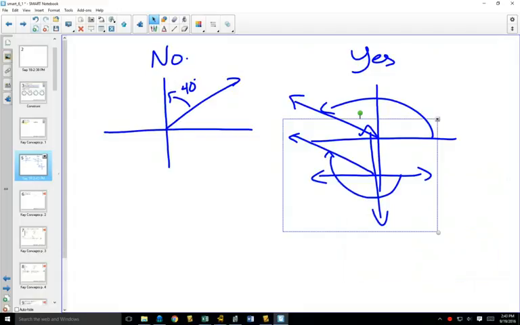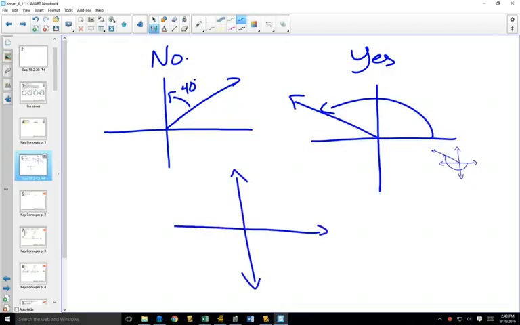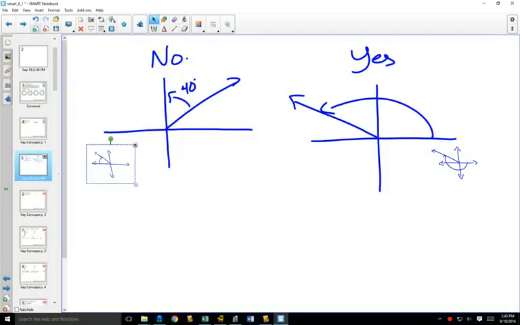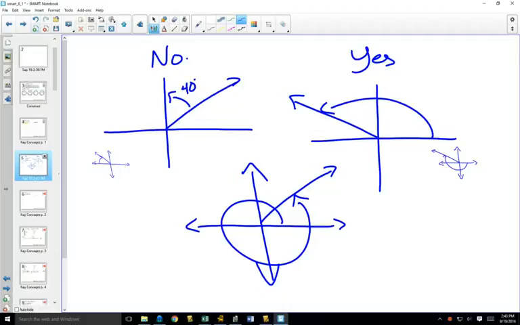Make it a little smaller. There we go. Keep it over here. Draw another one. Yes or no? No, that is correct. This one is a no. We'll put it over here. Is this angle in standard position? Yes.